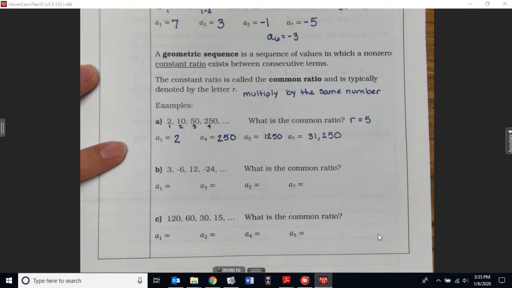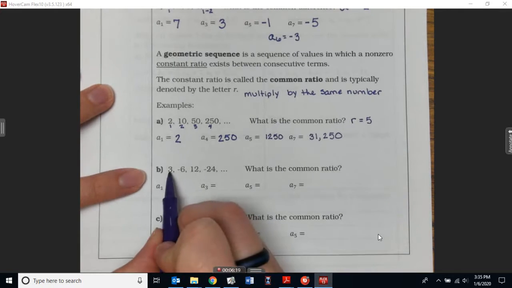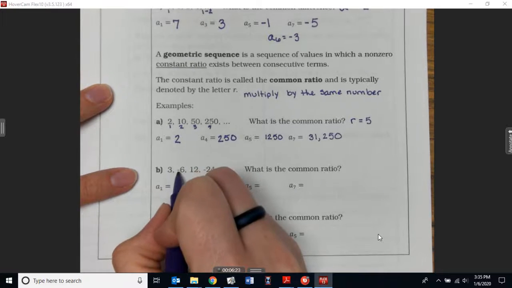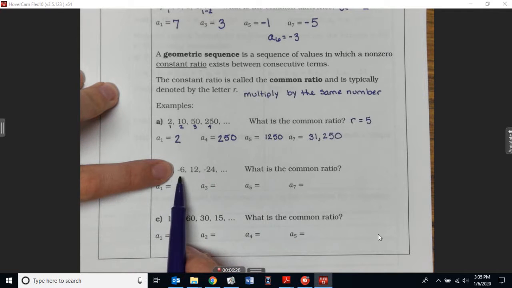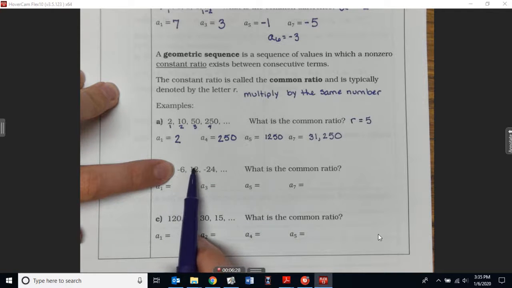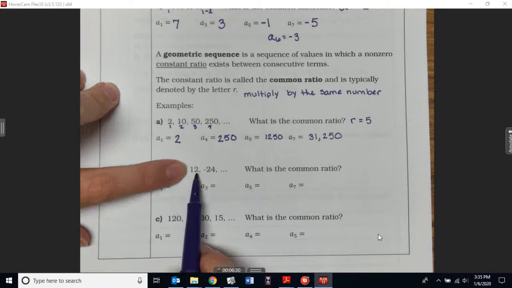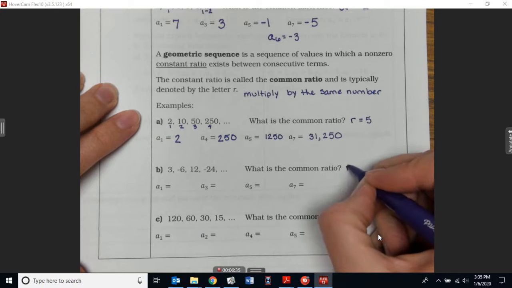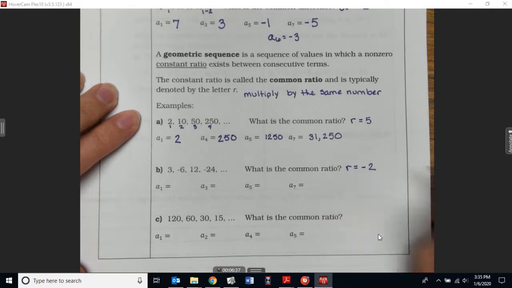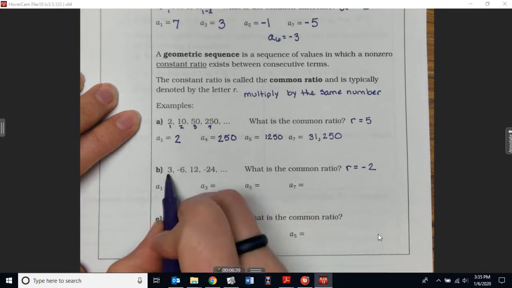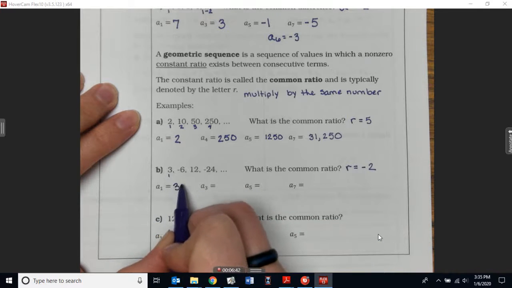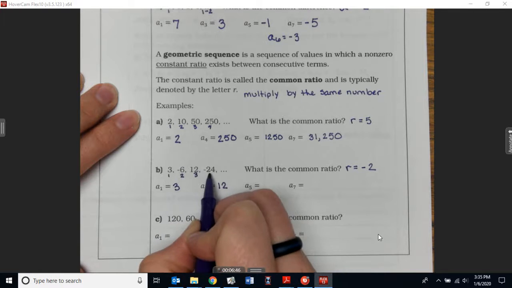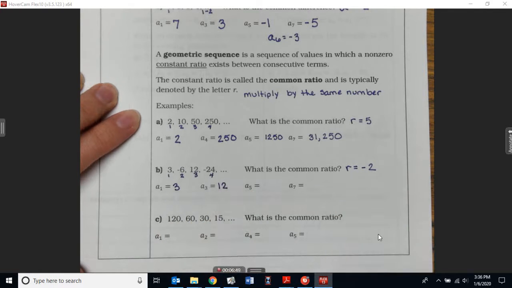All right, example B, how do I get from 3 to -6? Well, I have to multiply by -2. And then if I multiply by -2 again, two negatives multiply and give you a positive 12, and then times -2 would give you a -24. So my common ratio is -2. My first term is 3. This is my second term. My third term is 12. My fourth term is -24.